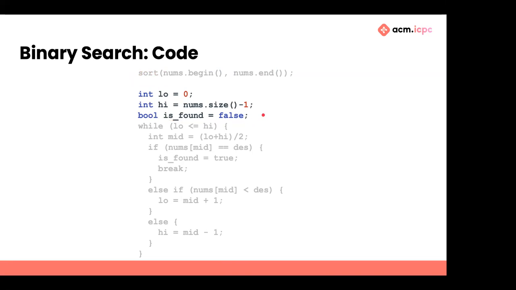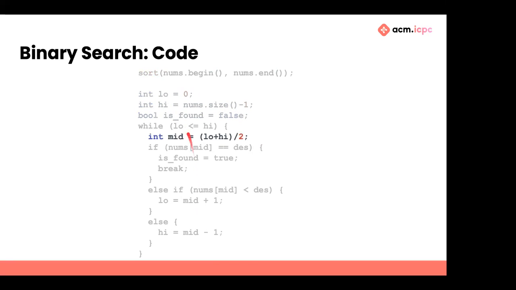And we set high to the largest index, which is the size minus 1 of the array. That is basically the largest possible index. We also set up a flag, which is a Boolean flag that just represents whether we found an element or not. And we can branch based on this value later on after the binary search.